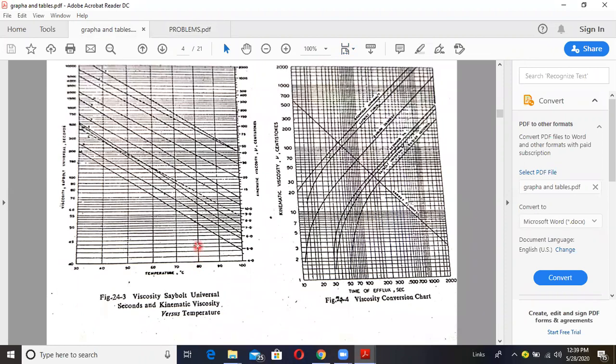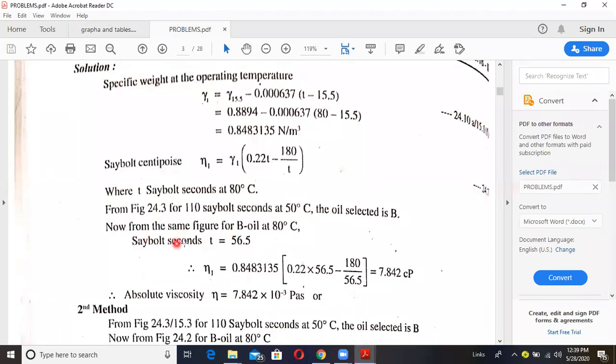Now move upward until it touches the curve B. Now it is touching here, right? Curve B. Now you come towards the left side. Then we will get the Saybolt seconds. Somewhere here we are getting in between 55 and 60, so somewhere you will get here 58 something. So Saybolt seconds, T is equal to 56.5, or we can take 56 exactly. We won't get it in the form of 0.5. You can take 56.